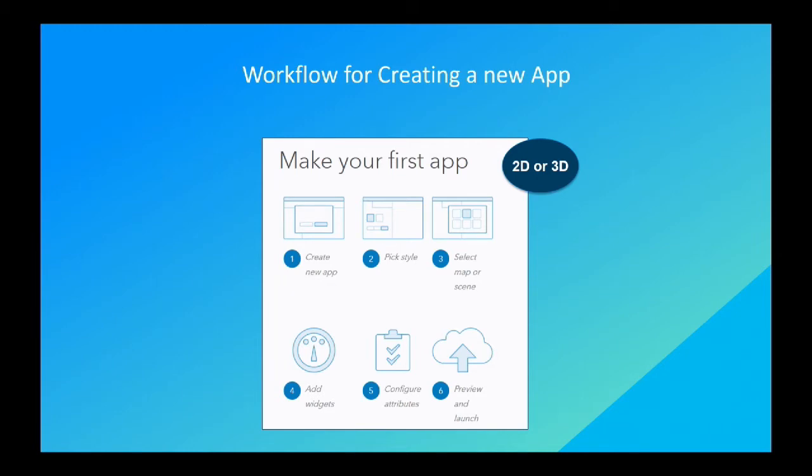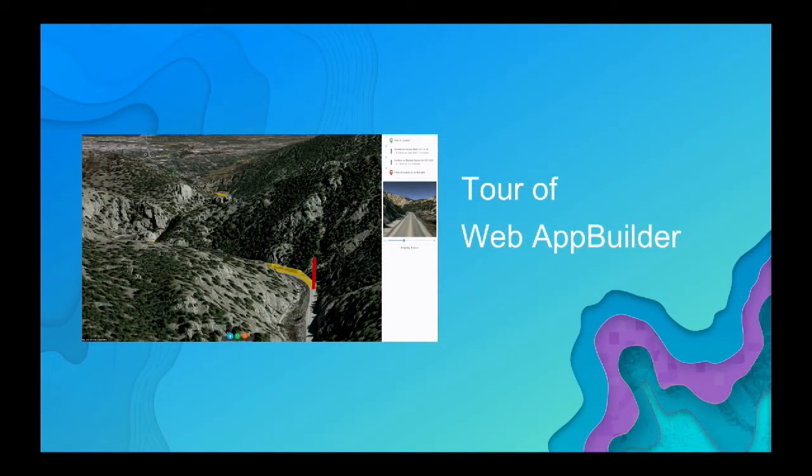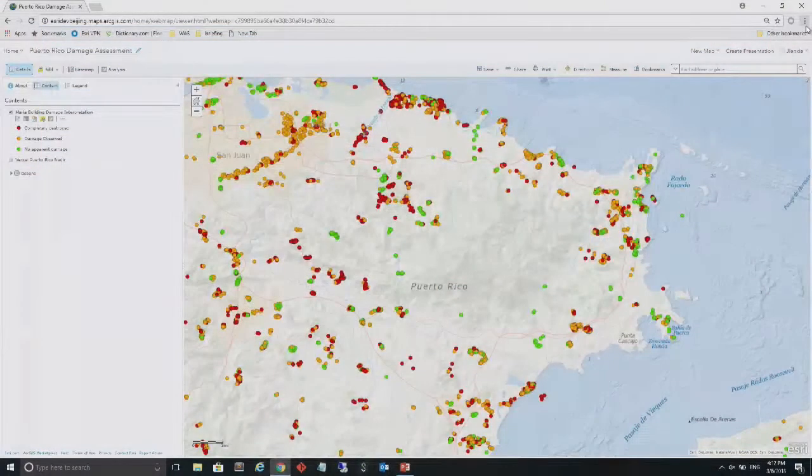So it's pretty simple to create an app. Like I said before, when you create your first app, it's either going to be a 2D or 3D experience, okay? So there are basically a couple of steps. One, you create your new app, you pick a style, you select a map, or a scene, which is 3D. You add some widgets, you configure some attributes, and then you preview and launch, right? Pretty simple. Six steps, and you're ready to go. So to demonstrate this, let's turn it over to my colleague to give you a quick tour of Web App Builder. Jinsha?